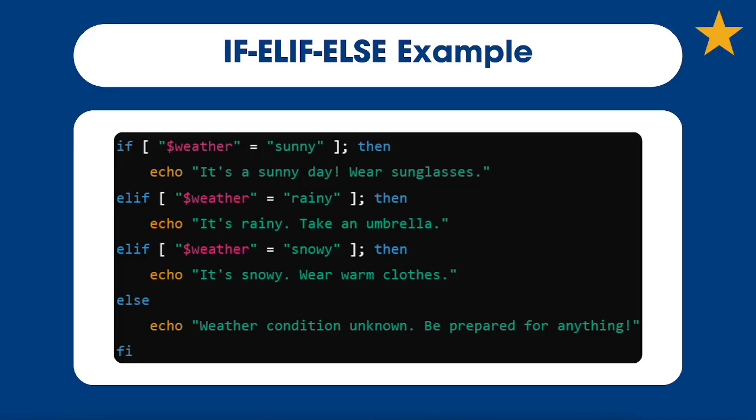All right, let's say that the weather was, I don't know, gloomy. So gloomy equal to sunny, nope, skip. Gloomy equal to rainy, nope, skip. Gloomy equal to snowy, nope, skip. There's no other conditions, there's just the else. So this catches gloomy and says, okay, because all of these failed, we're going to say weather condition unknown, be prepared for anything. And yeah, that's exactly how an if, elif, else would work.